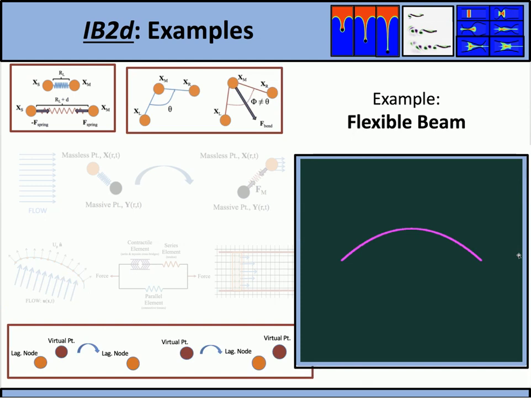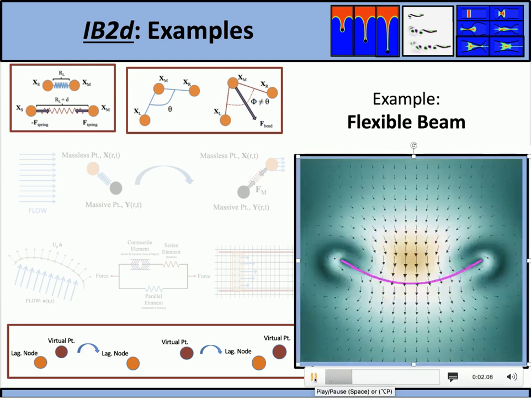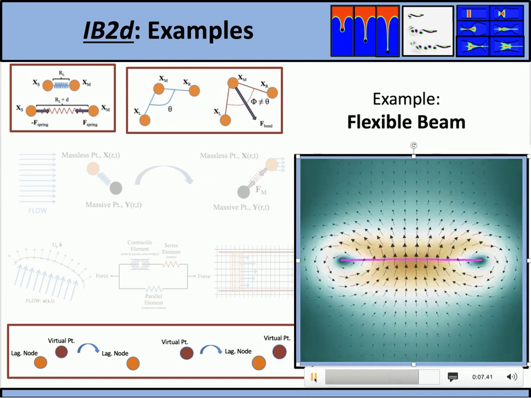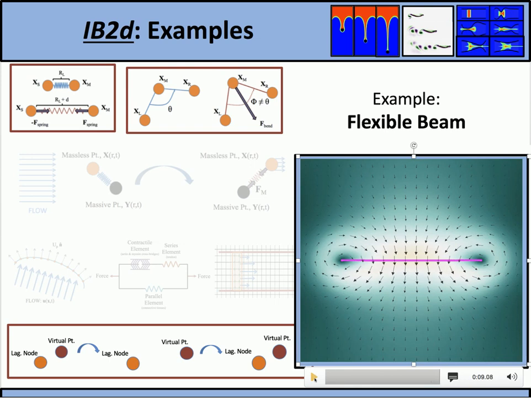The next example I'll show you is one of a flexible beam. This beam is being tethered down on the ends by target points, and it's comprised of both springs as well as torsional springs. The torsional springs are what give this beam its curvature. The preferred curvature in this case is a straight line. As you can see, this beam is starting off flexed, so it's going to wobble and oscillate until it becomes more straight. The background color map that you see in this video is the magnitude of velocity, and you also see the velocity field.